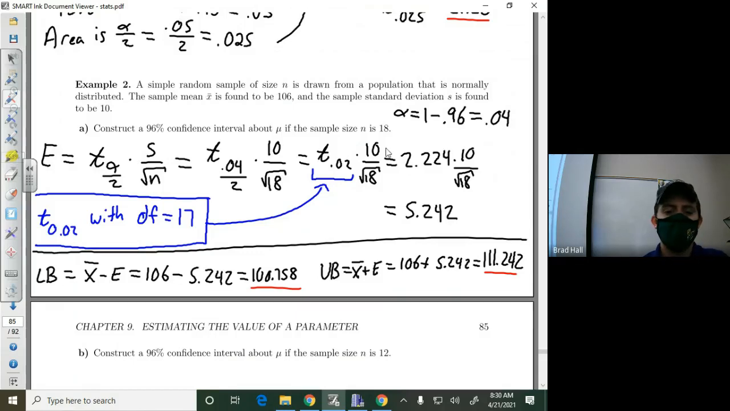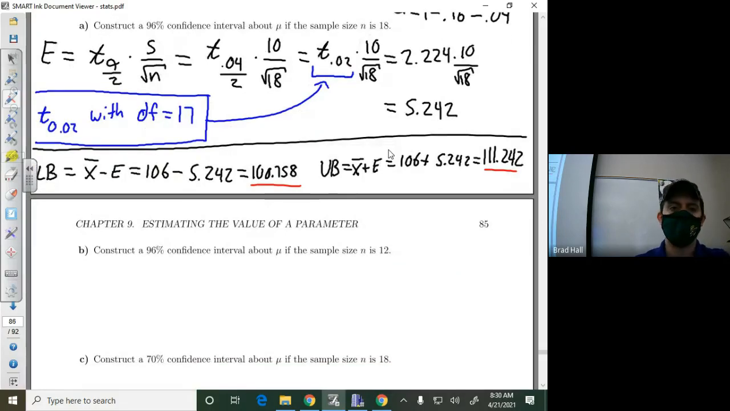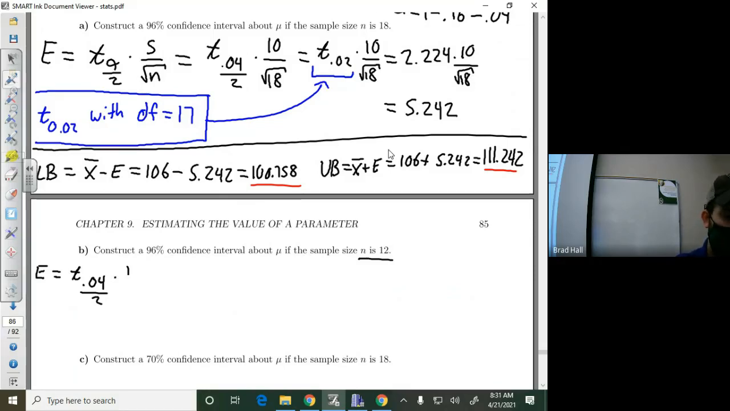Okay. Let's look at a different one. It's almost the same problem, but they change n to 12. So first, let's find the error term. So that means alpha stays the same. The sample standard deviation is still 10. And now n is 12. So notice that it only changes one of the numbers here so far.